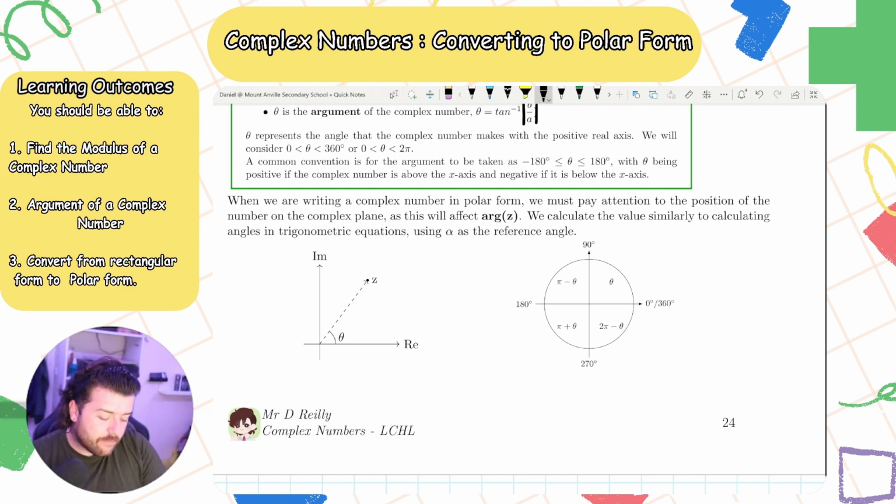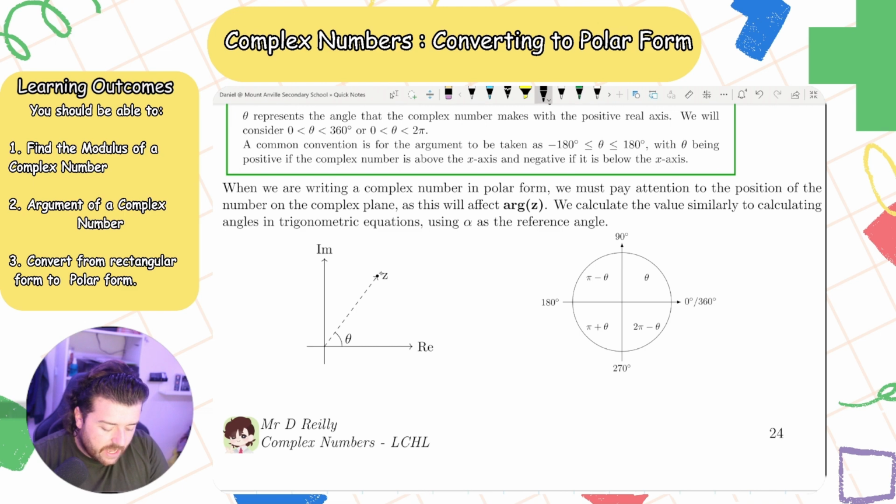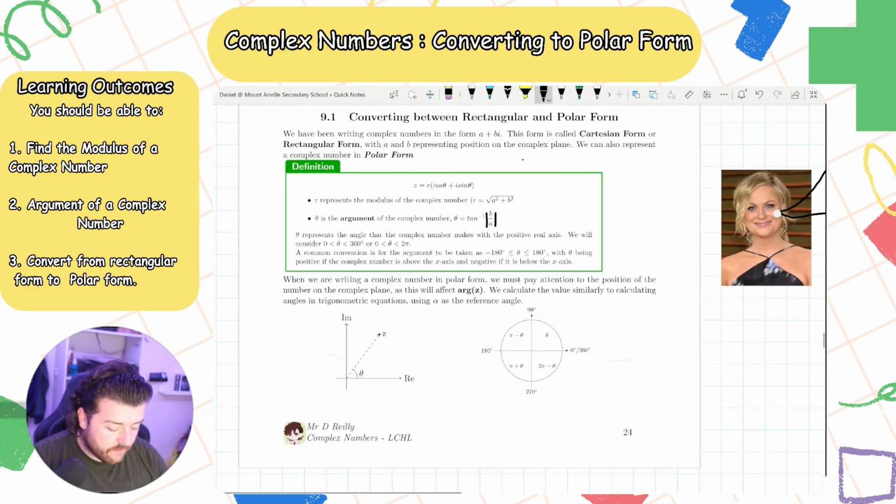So arg of z, that's how we say the argument of my complex number. We can calculate the value similarly to calculating the angles in trigonometric equations, using alpha as a reference angle. Here's an example. A complex number is in the first quadrant here. This is my reference angle, but this is also my argument because this is the angle it makes with the real axis. If my complex number was in the second quadrant, it'd be pi minus my reference angle. Third quadrant, pi plus my reference angle. And if it was in my fourth quadrant, it's 2 pi minus my reference angle.